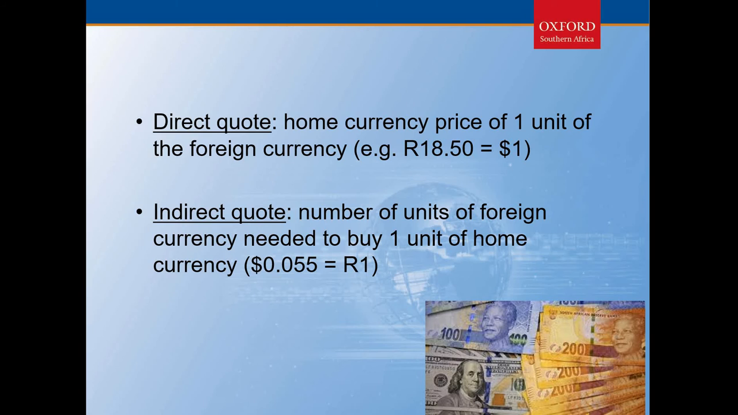We get two concepts here, a direct quote and an indirect quote. A direct quote is the home currency price of 1 unit of the foreign currency. So how much I would pay in rands for 1 unit of another currency. For example, I said that we'll pay 18 Rand 50 for $1. That would be the direct quote. The indirect quote is the number of units of the foreign currency needed to buy 1 unit of the home currency. So you would need 5.5 American cents to buy 1 Rand. Bit scary when you look at it.